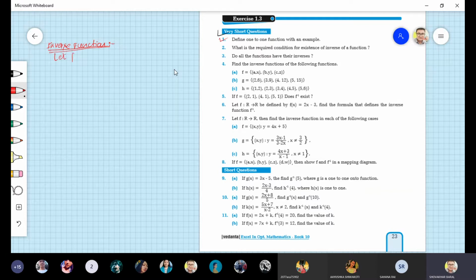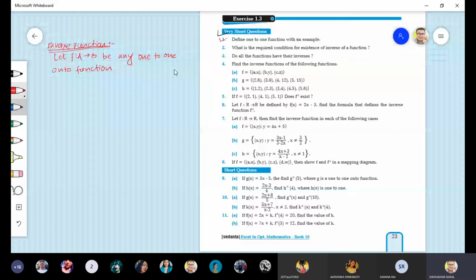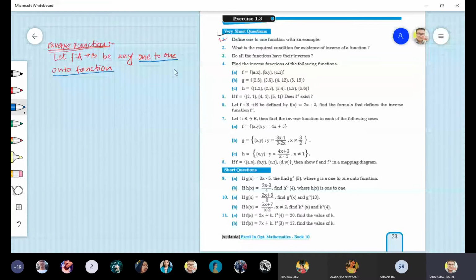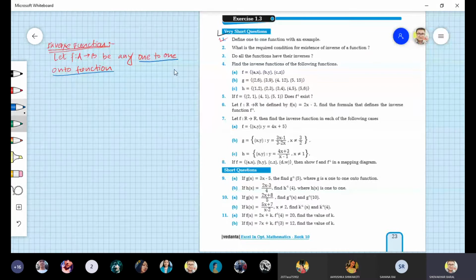Let f from A to B, and please write along with me in your rough copy, be any one-to-one onto function. Mark this one, this is very important. If the function is not one-to-one and onto, then you cannot talk of the inverse function. To discuss the inverse of any function, you need to have the function one-to-one and onto.